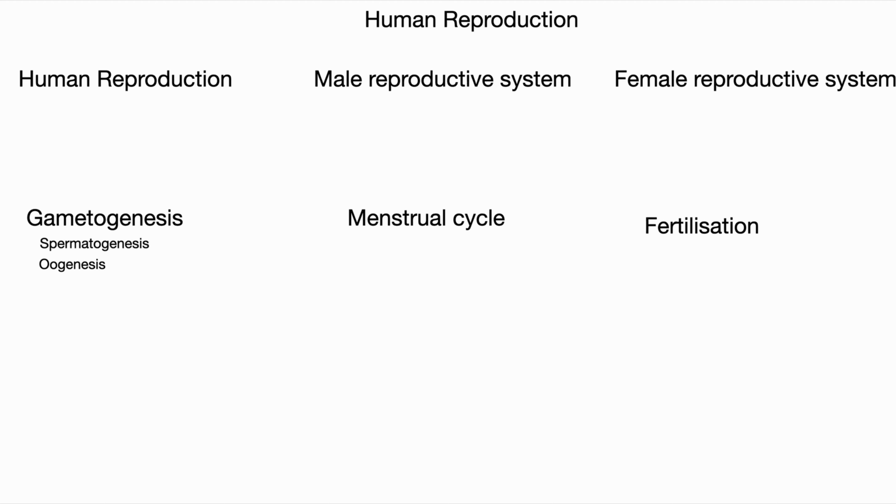Here also unequal cells are formed. One is large, which is called the haploid ovum, also called the oocyte. The other is small, which is called the second polar body. Once it completes its meiotic division, the haploid nucleus of the sperm fuses with the haploid nucleus of the oocyte, forming a diploid zygote. This process is called fertilization.